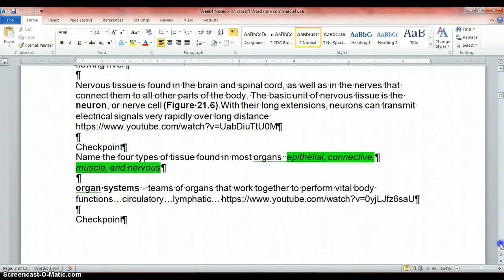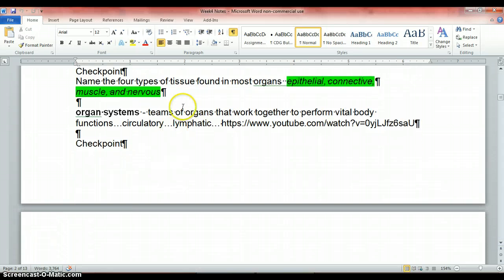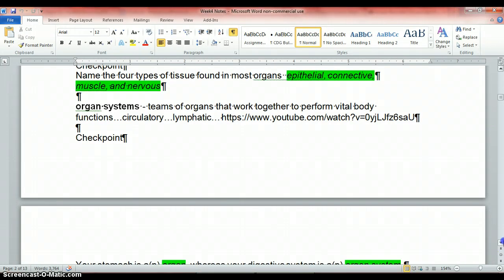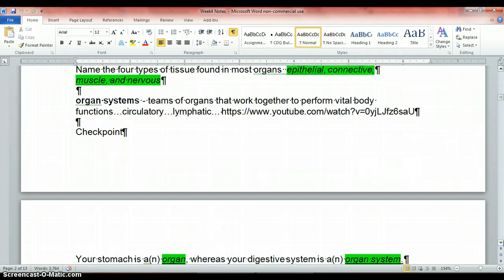So let's go up higher to organ systems, right? Organ systems are teams of organs that work together to perform vital body functions, circulatory, lymphatic, nice little link. So think about how our organelles work together to get our cell to work. Our cells work together to get our tissues to work. Our tissues work together to get an organ. And now the organs are working together to get an organ system. Ultimately, organ systems work together to create a human or an organism. Organisms work together to make a population. Populations work together to make an ecosystem. So it's all building blocks on top of each other.